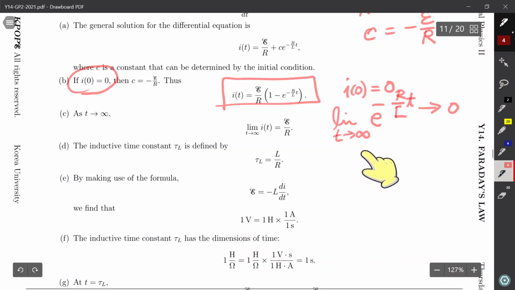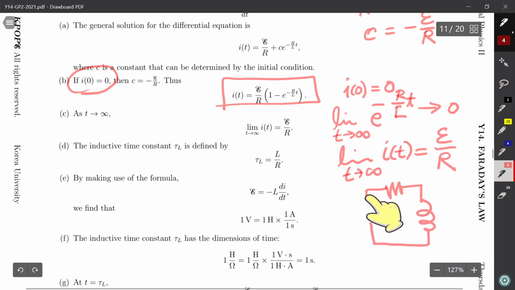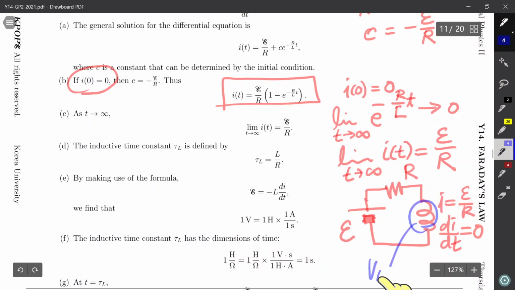So as t goes to infinity, current I becomes constant. This means E over R, I is constant. That means the time derivative of current is 0. So V_L becomes 0. So it's the same as the single R circuit.